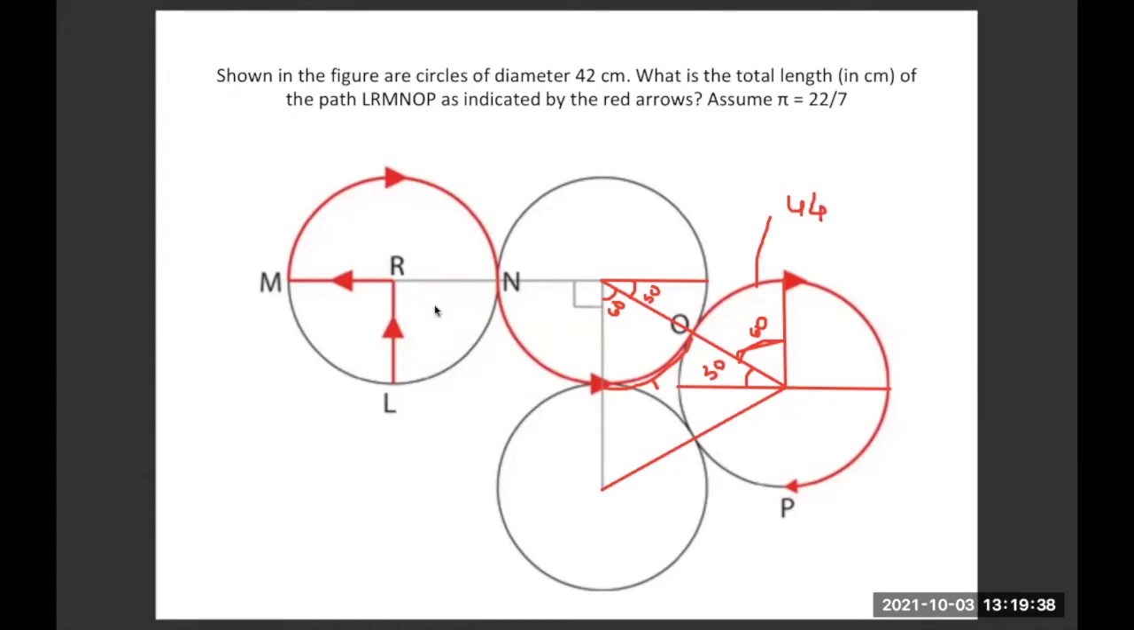One second. ये 40, इसका circle का diameter is 42, so this is 21. बराबर? ये भी 21 हुआ. इसका half कितना होगा? The half semicircle length of this circle is how much? Pi r is how much for this? 66. इसका 1/4 कितना होगा? I mean 66 का half कितना होगा? Sorry. 33.